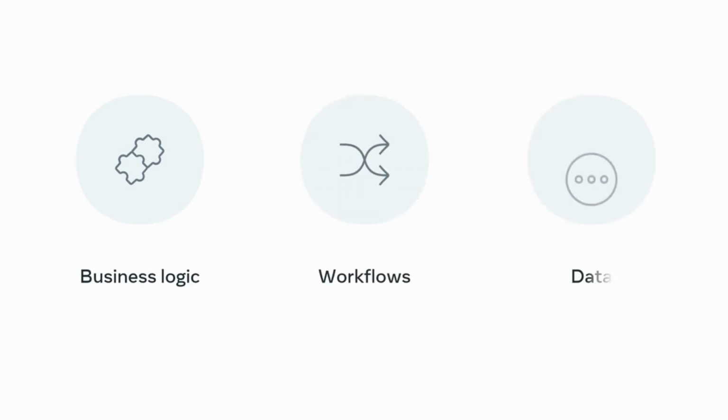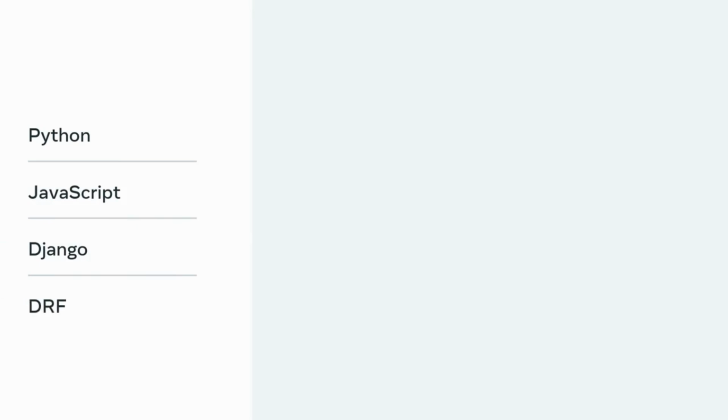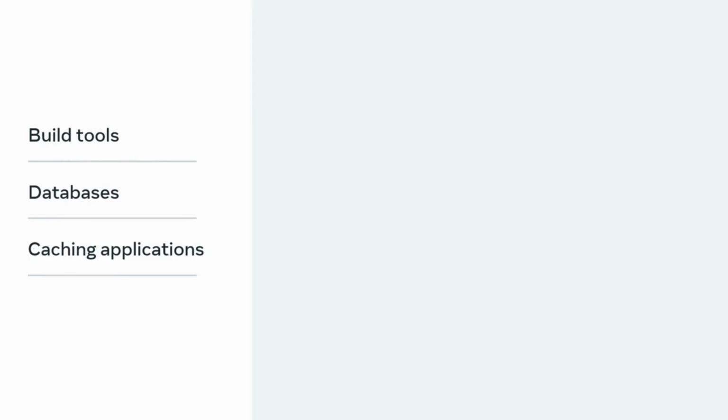The back-end stack has everything you need to create the back end of an application's core. That deals with business logic, workflows, and data. Back-end development includes programming languages like Python or JavaScript, frameworks like Django, and utilities like DRF, and also build tools, databases, and caching applications. Let's shift the focus to the front end, which has two distinct parts, web and mobile.